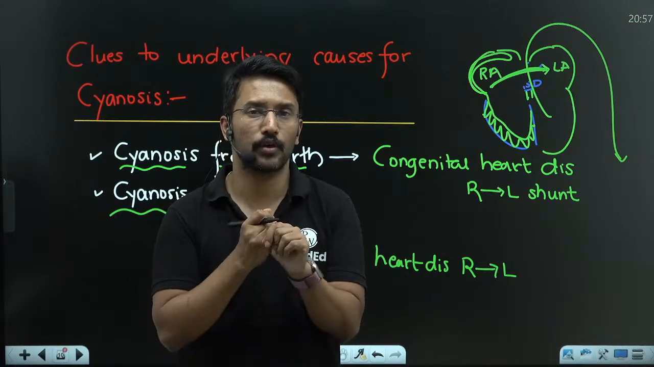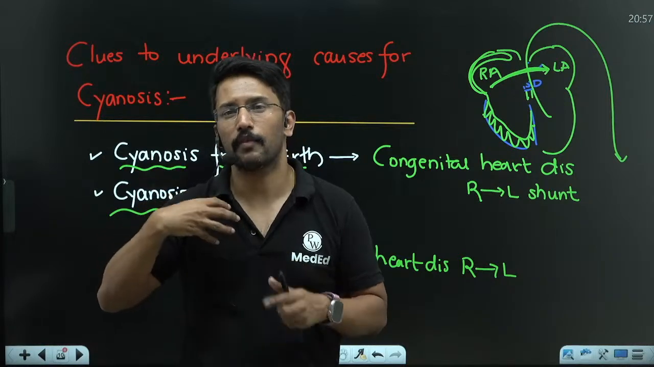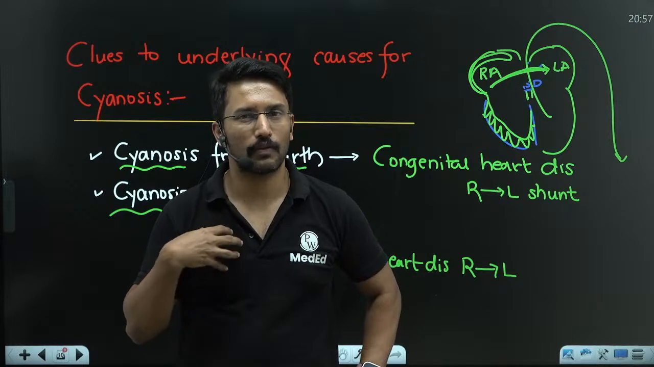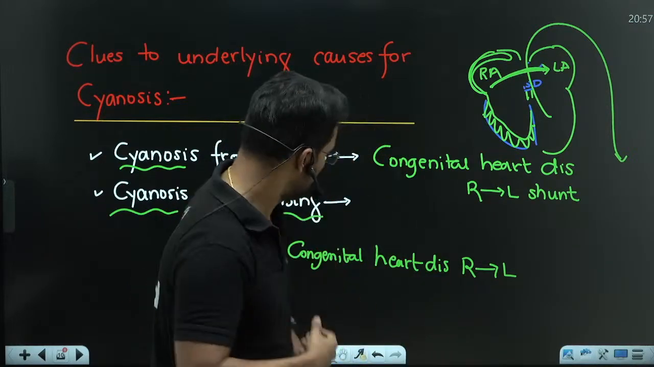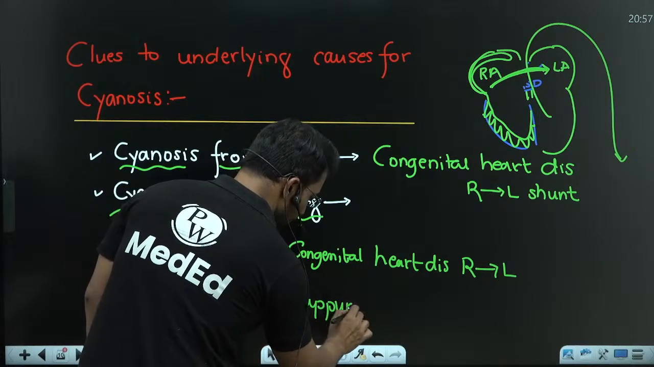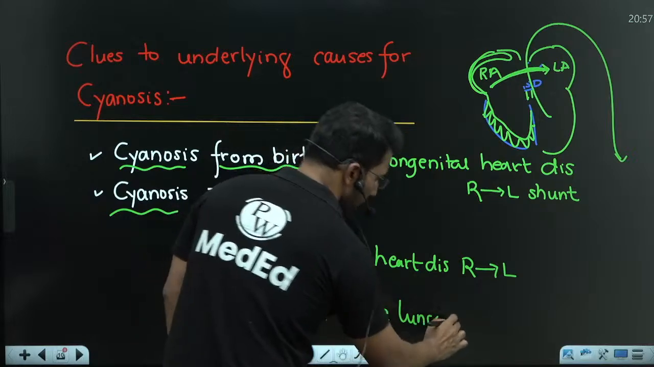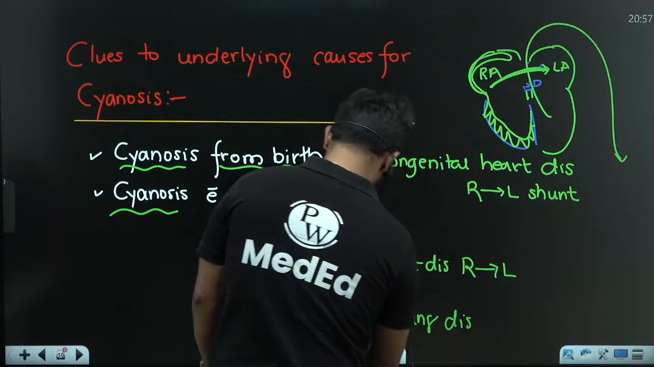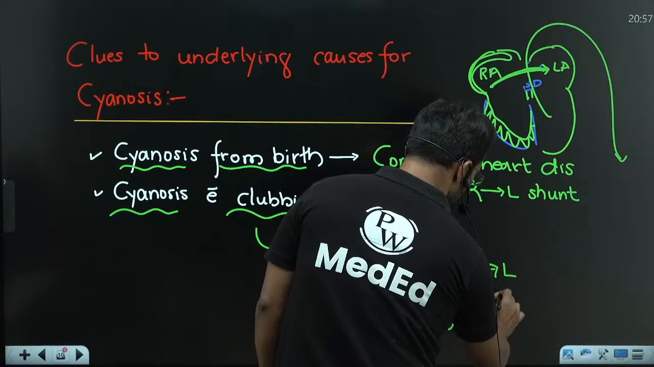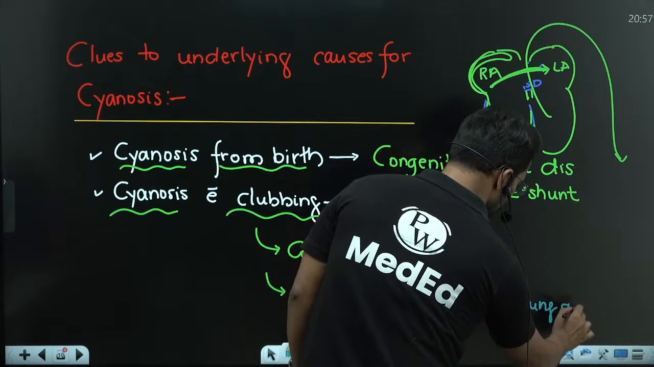Now, what do I mean by suppurative pleuropulmonary diseases? When you have long-standing pus-forming infections of the lungs. In what condition can I have long-standing pus formation in the lung? Suppurative lung disorders. I want you to remember two examples of suppurative lung disorders. One of them is chronic lung abscess.